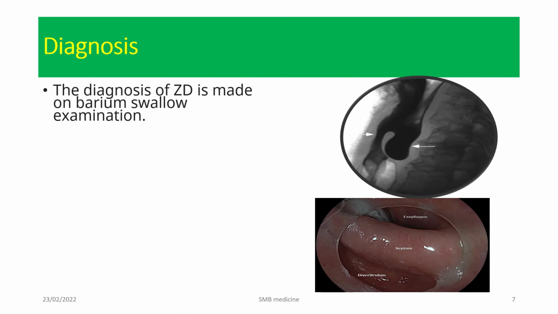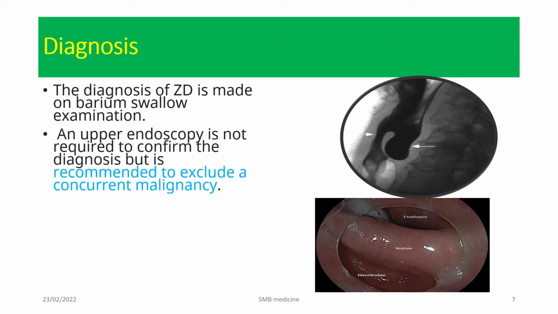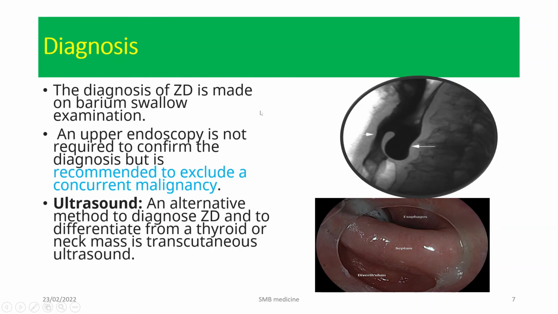Diagnosis is mainly by barium swallow, as we can see here. Endoscopy can also be done, but not to confirm the diagnosis, rather for malignancy screening. If someone cannot take the barium, one can do a transcutaneous ultrasound to diagnose, as well as to differentiate it from other neck masses.